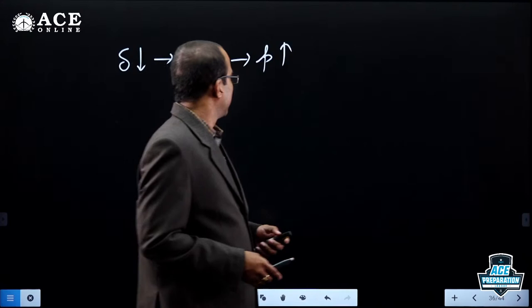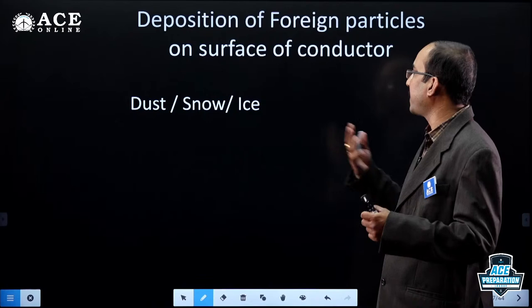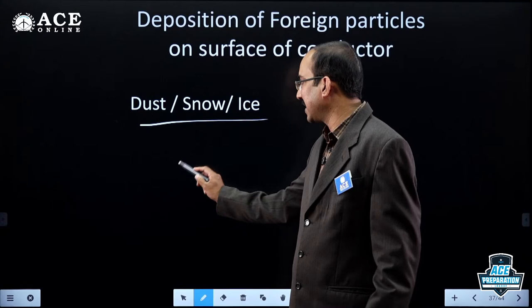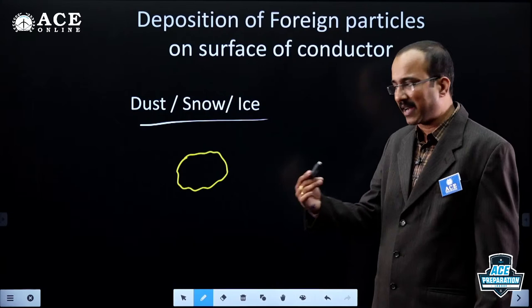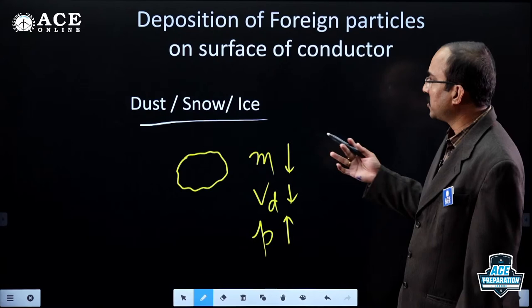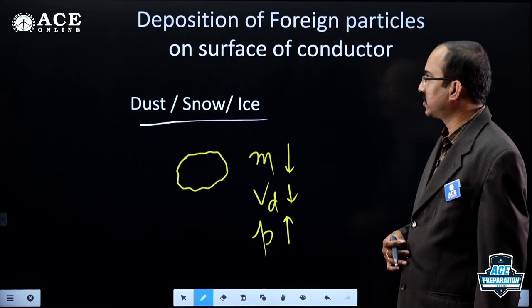Now, deposition of foreign particles on the surface of the conductor, deposition of dust or snow or ice. What happens if the dust or snow or ice is deposited? The surface will become irregular. Whenever the surface becomes irregular, the m value gets reduced. So, Vd gets reduced. Corona loss gets increased. Deposition of dust or snow or ice will result in an increase in corona loss.